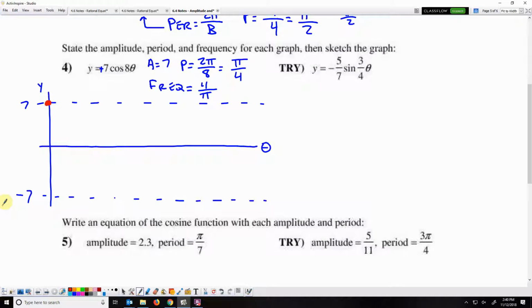From this point, we can just sketch a couple of cycles and then put in a couple of radian values. When we start at the top or the bottom, it's going to be curvy. We don't want it to come straight down out of that. It needs to curve from the top or the bottom. There's one cycle. There's another cycle.